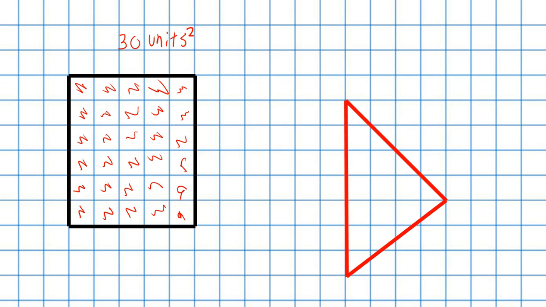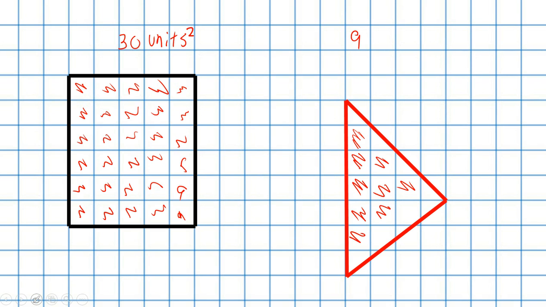Now you see a triangle, it doesn't have all these nice whole squares. So what we want to do first is count the whole squares. We have 1 whole square, 2, 3, 4, 5, 6, 7, 8, 9. So we have 9 full squares.